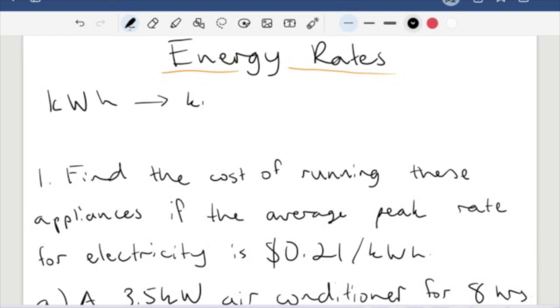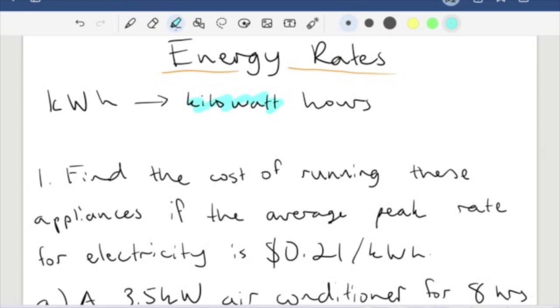Kilowatt hours. So there is a certain kilowatt amount, which is the unit that we measure power in, for every hour. So the more hours we use this, the more kilowatts we are going to use.